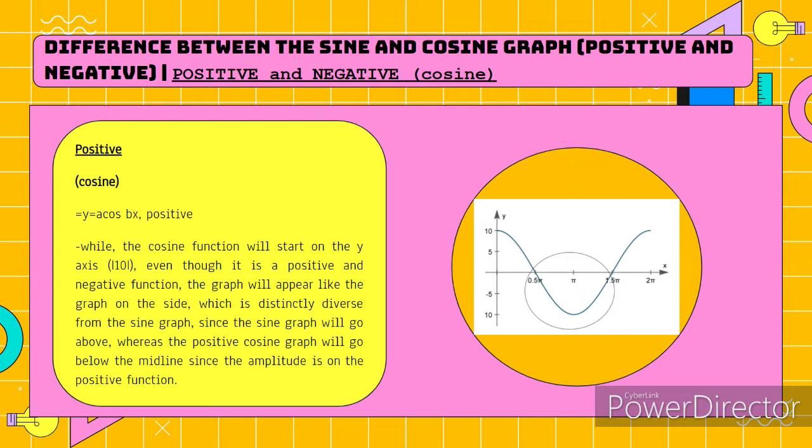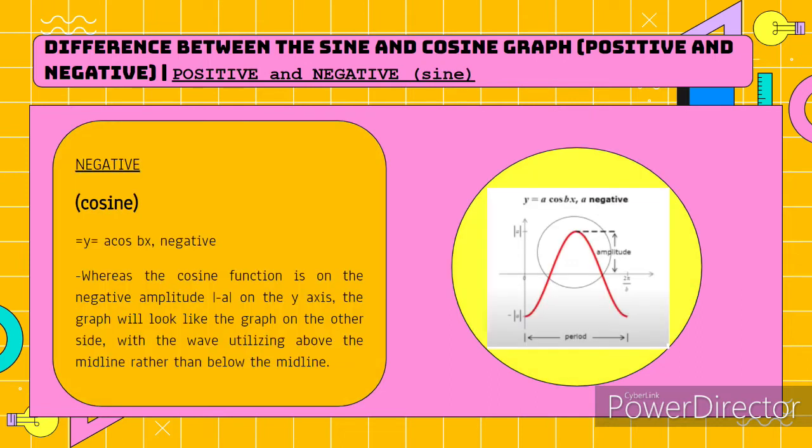The positive cosine function will start on the y-axis, where the amplitude is at a positive 10 on the given graph. Even though it is a positive and negative function, the graph will appear like the graph on the side, which is distinctly different from the sine graph, since the positive sine graph will go above the midline, whereas the positive cosine graph will go below the midline.